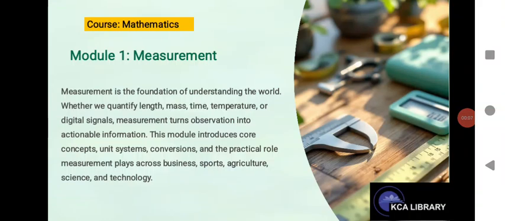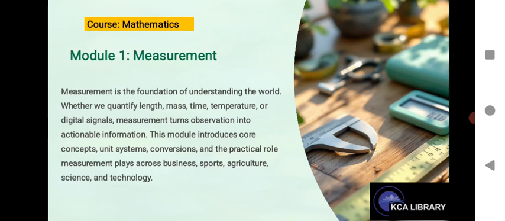Mathematics course is divided into 10 modules, and this is the first module, on measurement. Measurement is the foundation of understanding the world, whether we quantify length, mass, time, temperature, or digital signals. Measurement is what turns observation into actionable information.